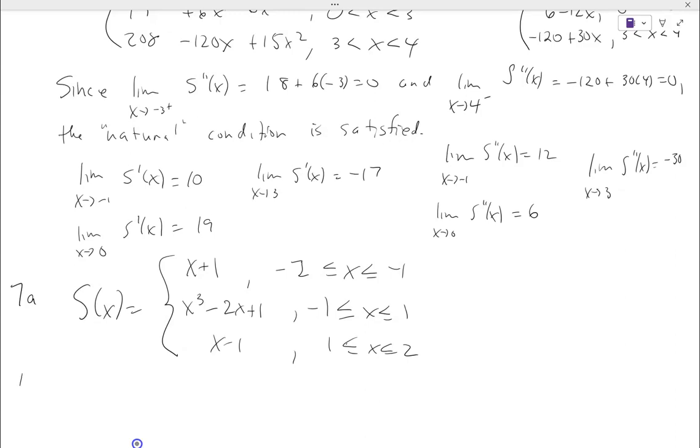This asks you to list all the ways that this particular function fails to be a cubic spline. The first one we went through and showed why it was a cubic spline. This says, look at this one and tell me why it's not a cubic spline.